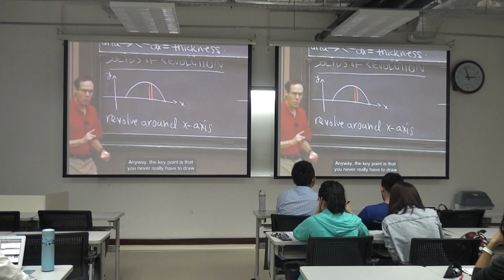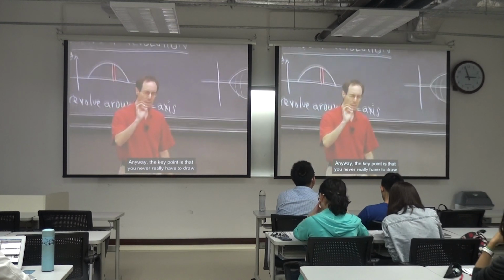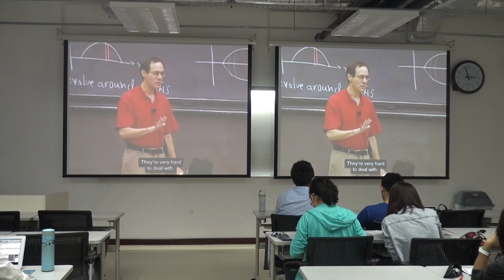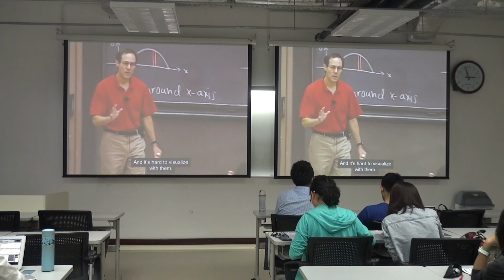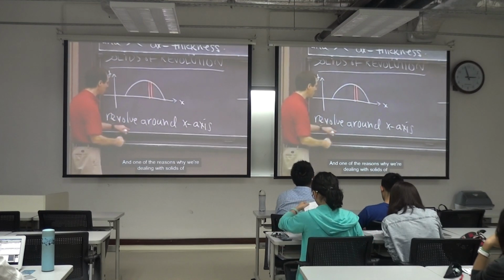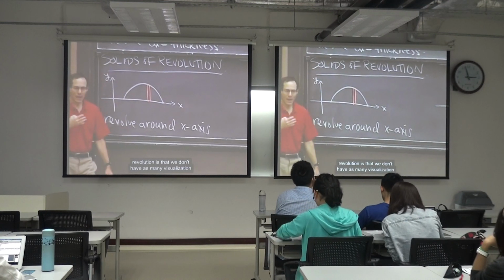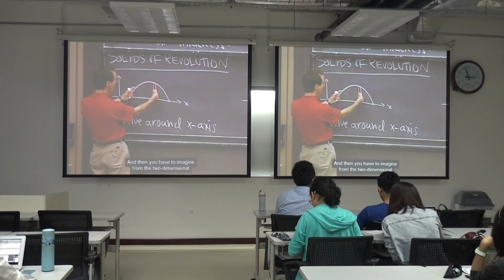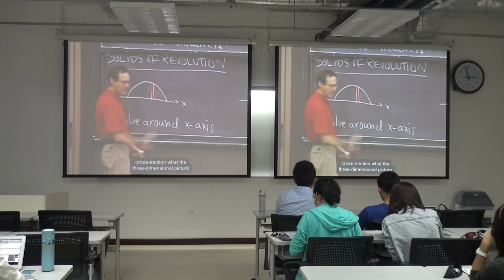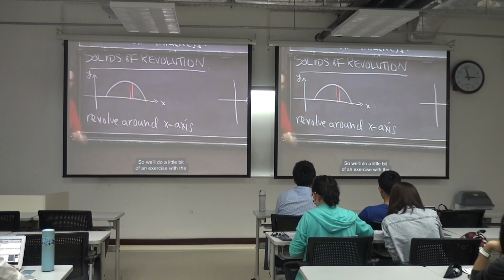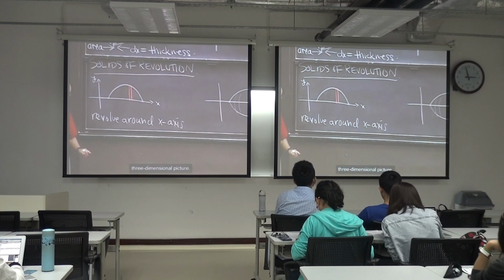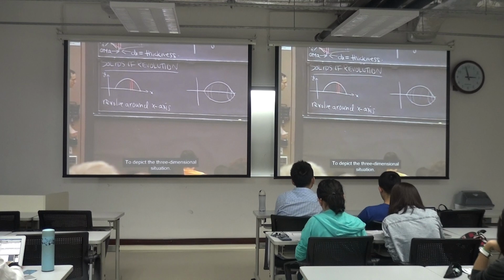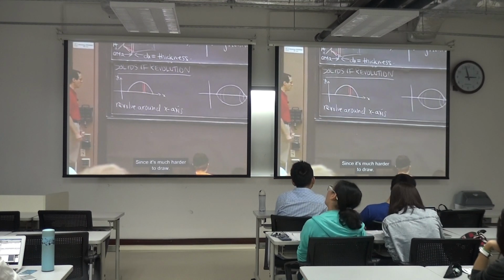Anyway, the key point is that you never really have to draw a 3D picture. And 3D pictures are awful, they're very hard to deal with, and it's hard to visualize with them. One of the reasons why we're dealing with solids of revolution is that we don't have as many visualization problems. So we're only going to deal with this, and then you have to imagine from the two-dimensional cross-section what the three-dimensional picture looks like. We'll do a little bit of an exercise with the three-dimensional picture, but ultimately you should be getting used to drawing 2D diagrams always to depict the three-dimensional situation, since it's much harder to draw.